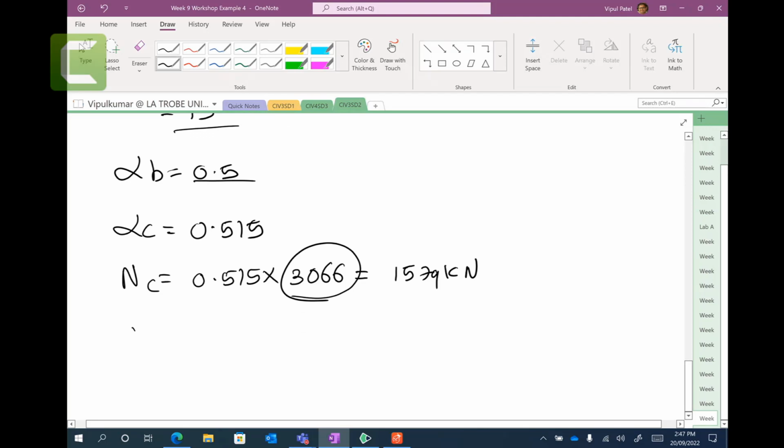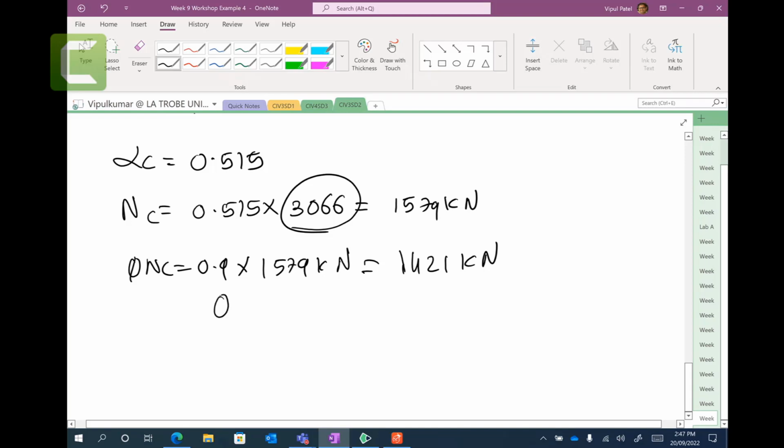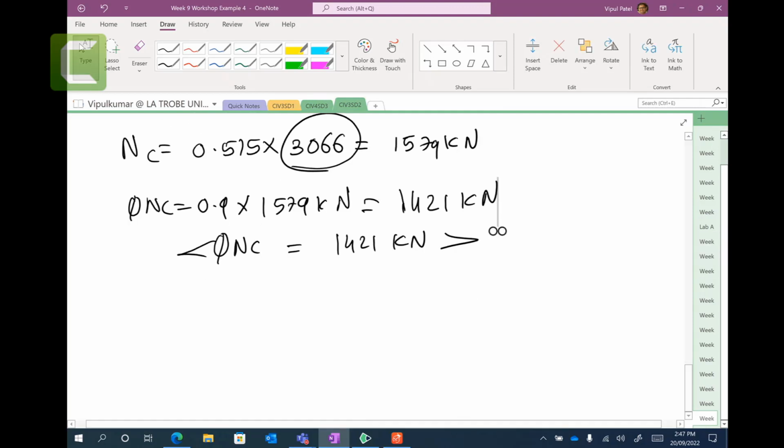Now you just multiply by 0.9. So we got 10% again gone, which is 1421 kilonewtons. So that is your capacity for the compound section. Now we need to do it for one, right? You remember that is for one.